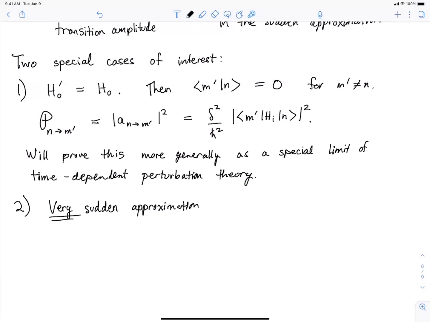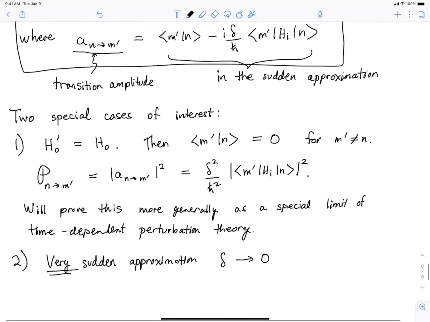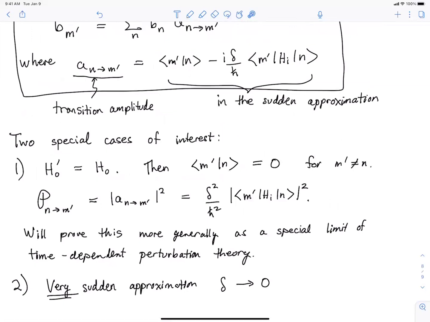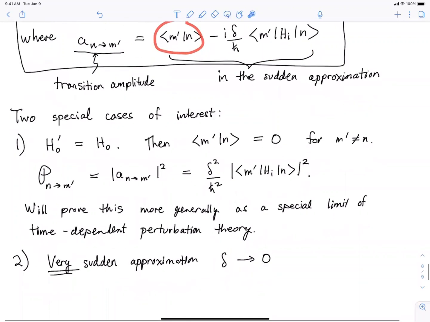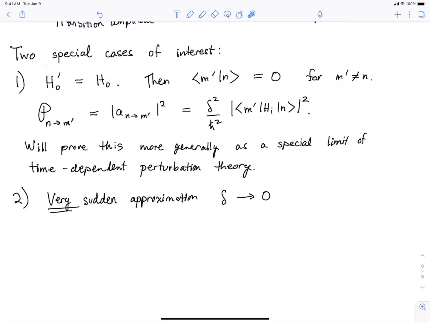The very sudden approximation is when delta is just taken to be 0. And so if we go back up to our boxed formula, that means we just get to completely ignore the second term, not the first term. So this is going to be important when the two Hamiltonians H0 and H0 prime are different things, not the same. And then everything is just given by the first term. Okay, so there is, in this situation, no second term.